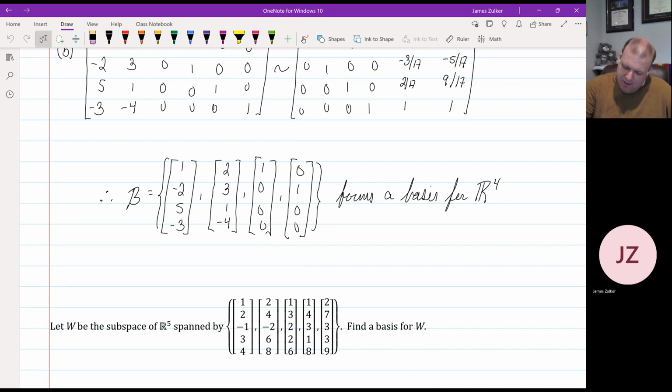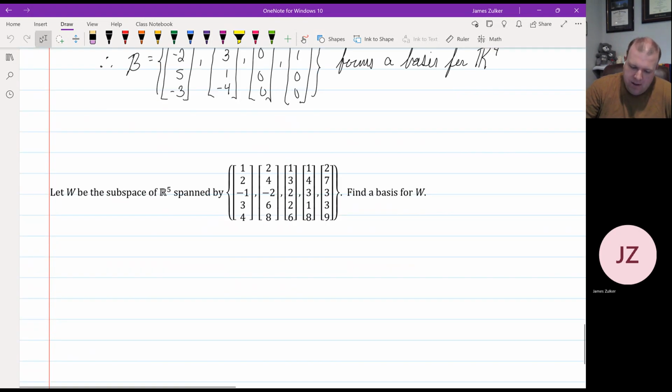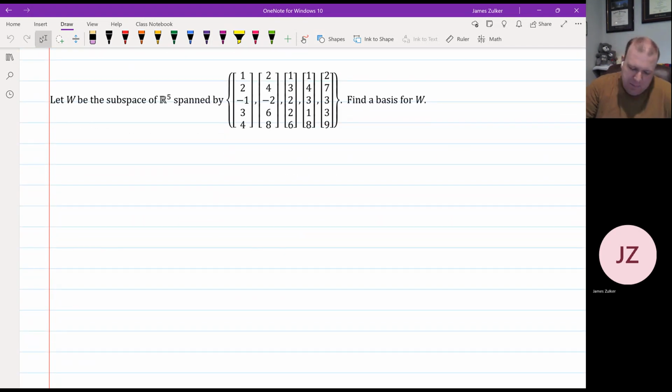All right, so W is spanned by these 5 vectors. We want to find a basis for W. Right, now keep in mind that W is a subspace of R5, so again, it's going to have at most dimension 5. Well, proceed in much the same way. Set up the matrix of these 5. We want to see if it's linearly independent or not. If it is, then we're done. We have a basis. If not, we'll have to eliminate some of these.